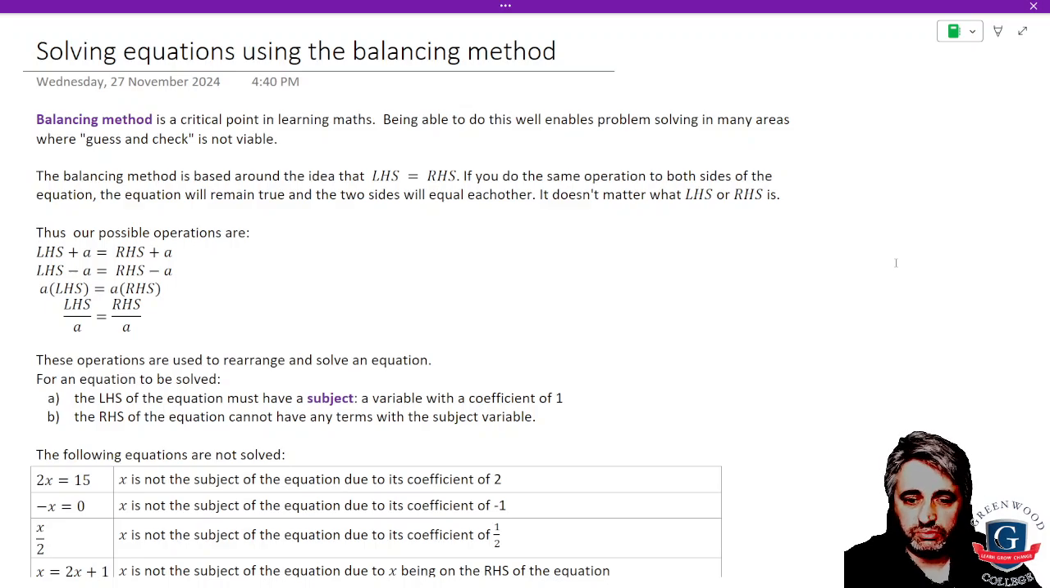Hi everyone, now to one of my favourite parts of the mathematics course in high school. We're looking at the balancing method. Being able to do this well opens up all sorts of doors to maths, so it's quite important that we do it, and it stops us relying on guessing and checking as often.